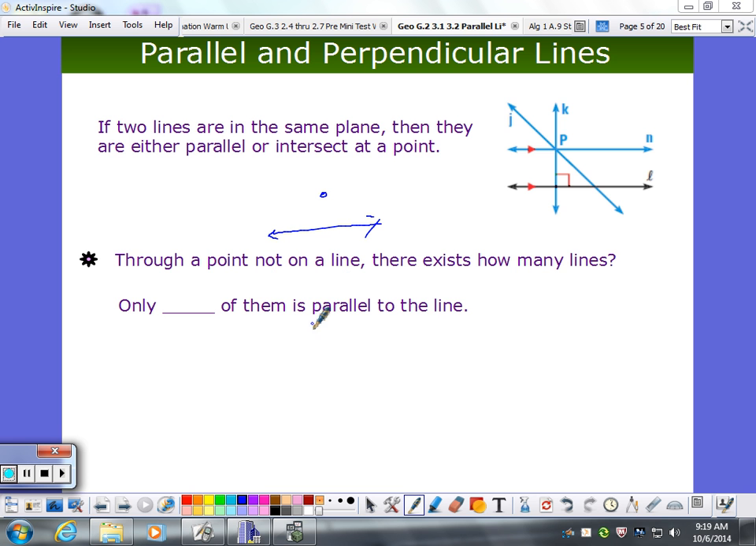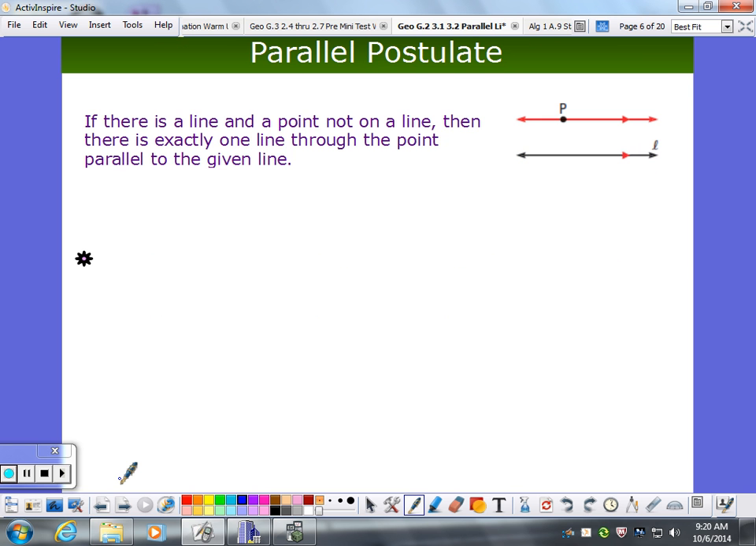Okay, so through a point not on a line, how many lines can I draw? Infinite, right? I can draw all kinds of lines. How many of them are going to be parallel to this line? How many? Okay. So, the parallel postulate.